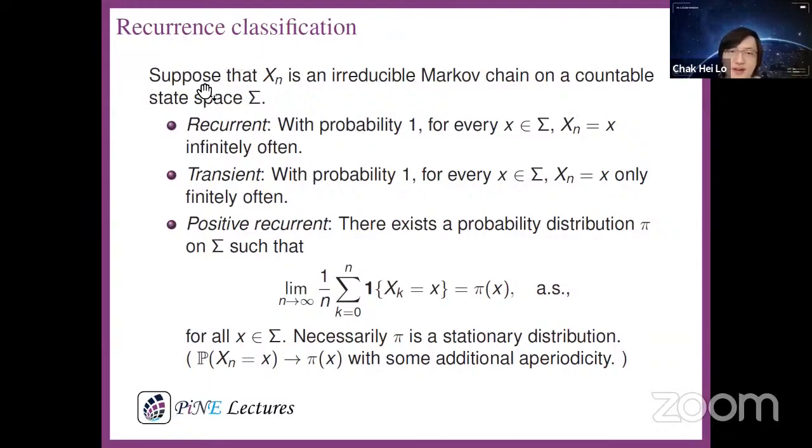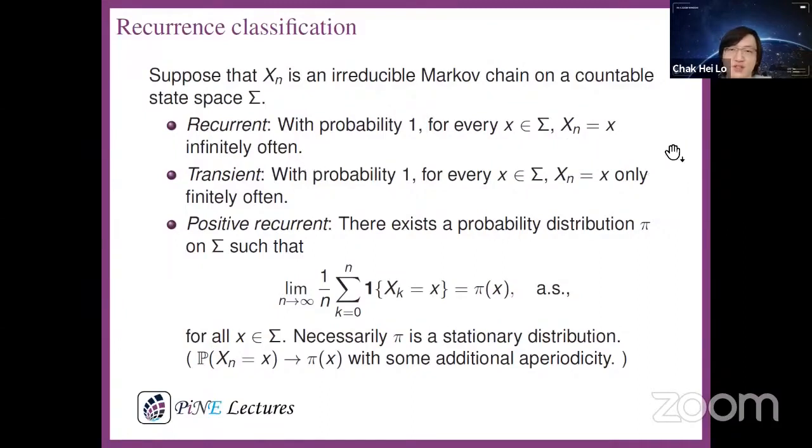Suppose that Xn is an irreducible Markov chain on a countable state space Sigma. You see, I am not using Z anymore here. I will use X to represent an irreducible Markov chain. If I use Z, it means it is just a general adapted process. But if it's X, then I mean it's an irreducible Markov chain. We call this Xn recurrent if with probability 1, for every x in Sigma, Xn is equal to x infinitely often.